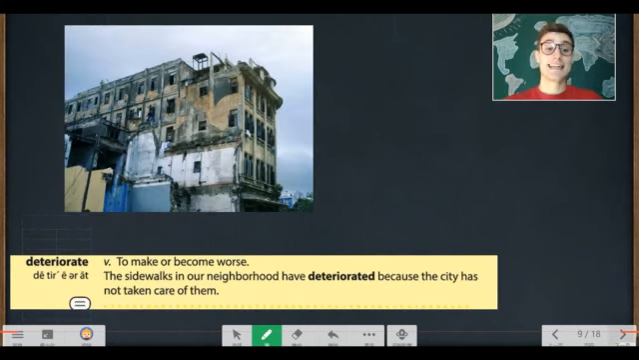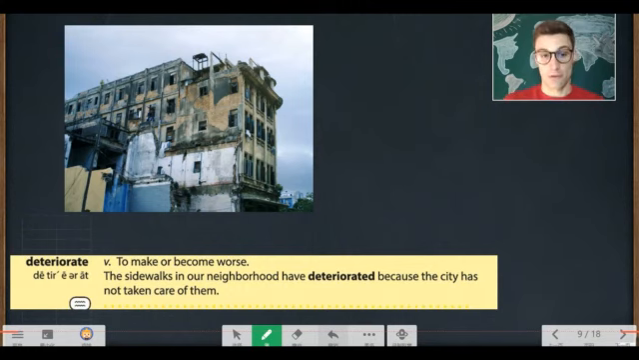Next, it's deteriorate. Can you get that one? Let's practice. Deteriorate. Practice that a few times if you struggle. So you can clap your hands as you say the syllables. Deteriorate.